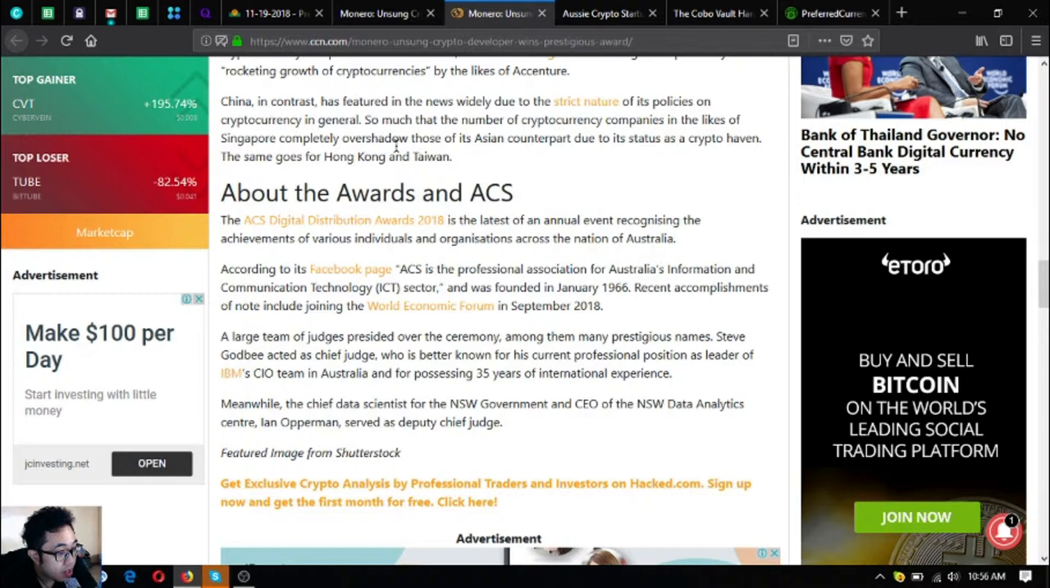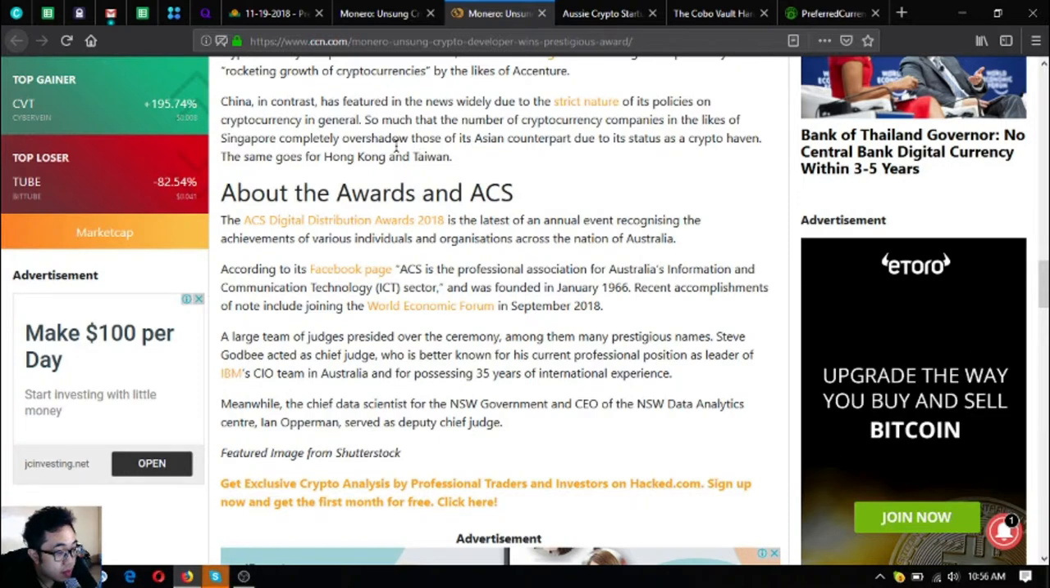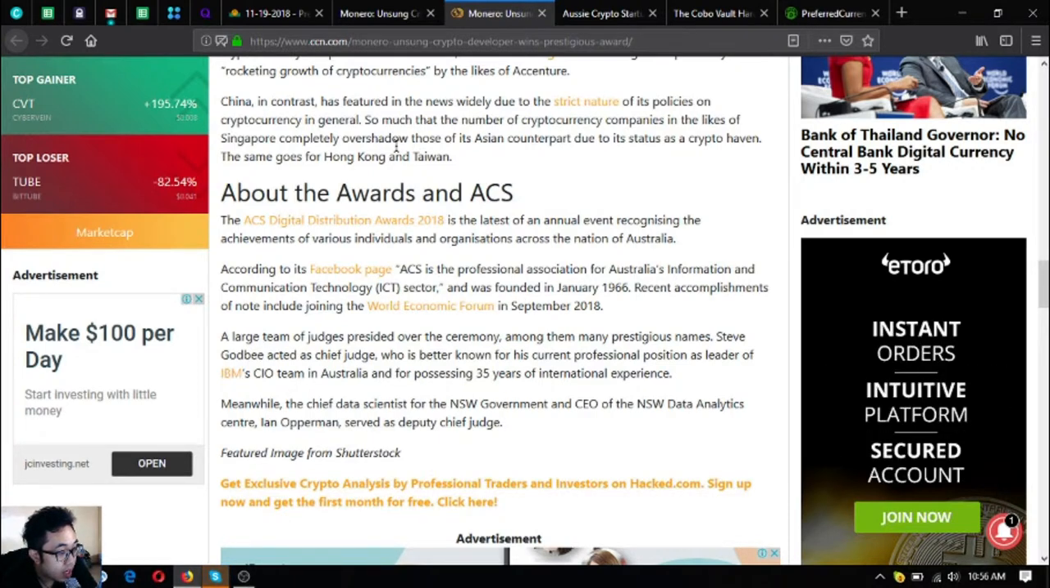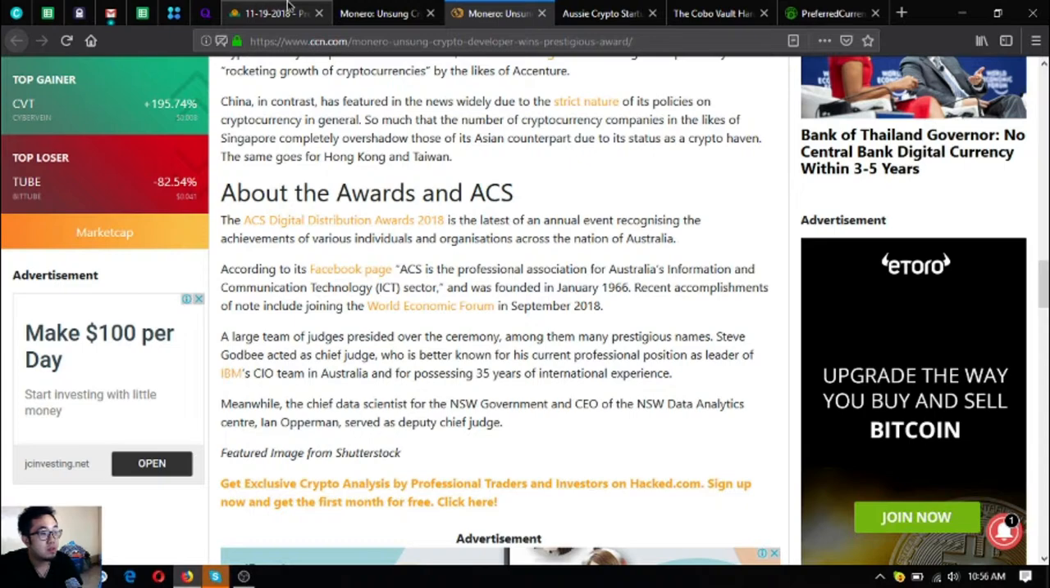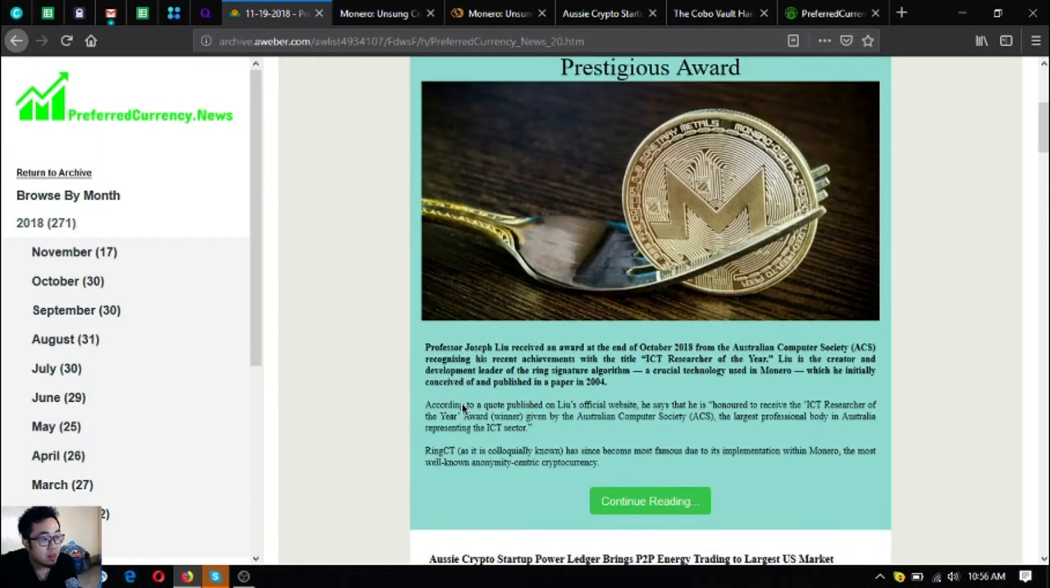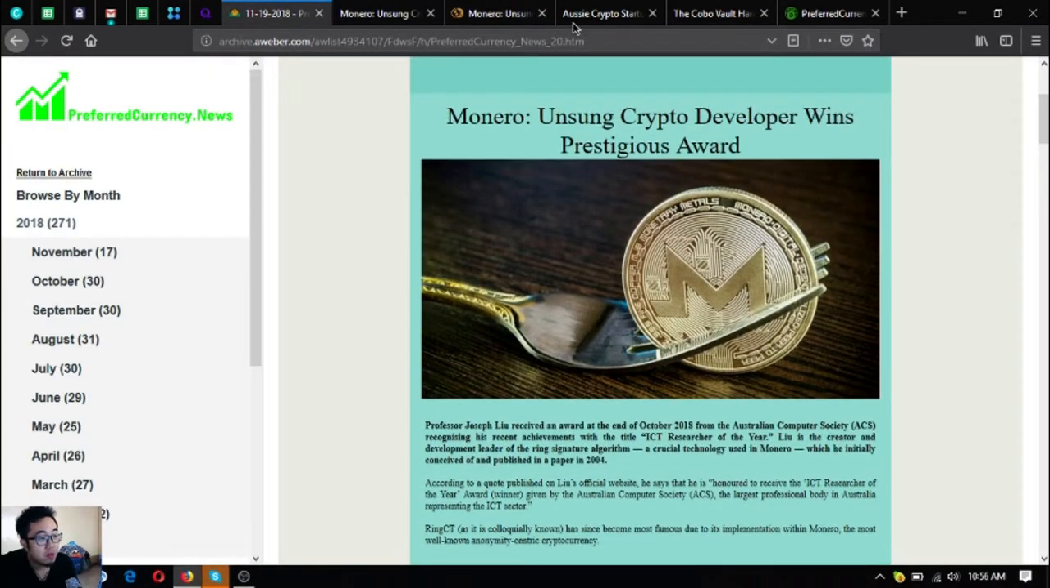Meanwhile, the chief data scientist for the NSW government and CEO of the NSW Data Analytics Center, Ian Upperman, served as deputy chief judge. Okay, so this is the main story, right? So let's proceed to the next one.